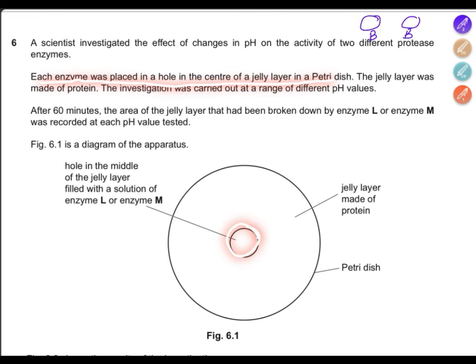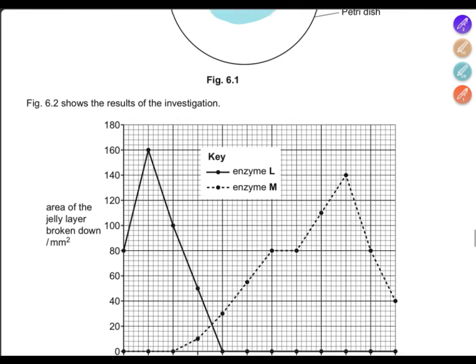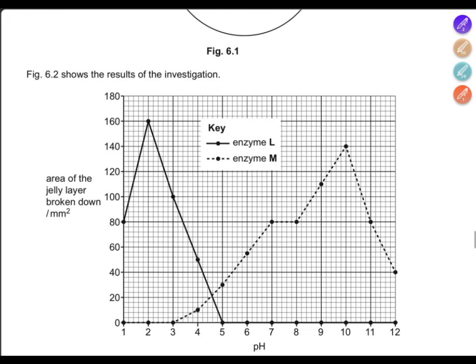They made a hole and placed in it a solution of enzyme L or enzyme M. So these are two different types of protease enzyme. This investigation was carried out on a range of different pH levels. After 60 minutes, the area of the jelly layer that had been broken down by enzyme L or M was recorded at each pH value tested. So for example, at a certain pH, this much was broken down. And with enzyme M, for example, they noticed that all of this region was broken down at a certain pH. So the results are shown here in figure 6.2.